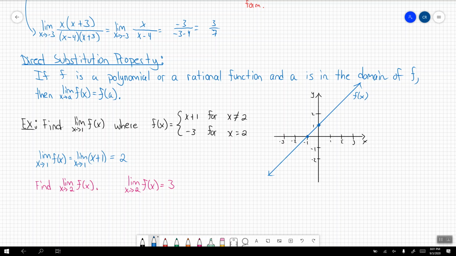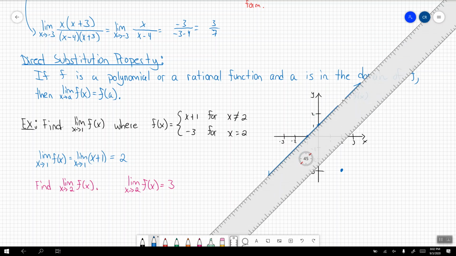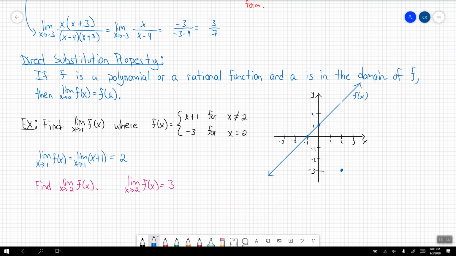So what's happening here is this: at x equal to 2, I will go down to negative 3, and here's going to be my function value. That means that my function value up top, up here, does not exist for x equal to 2. That means we have an open circle there.